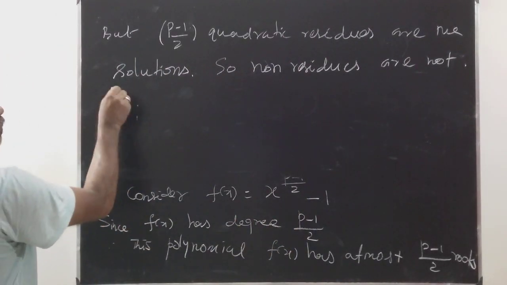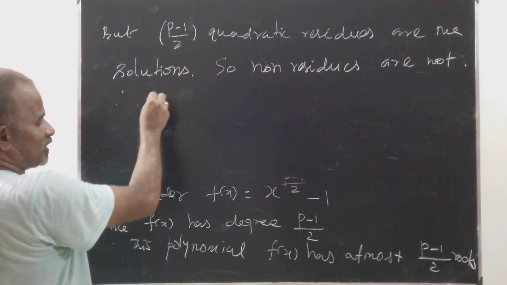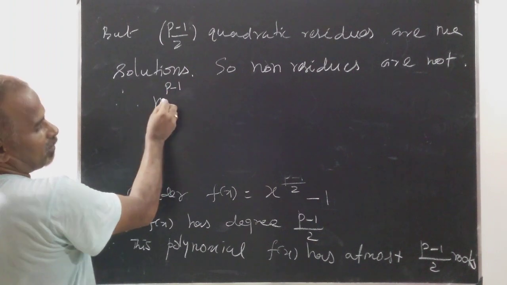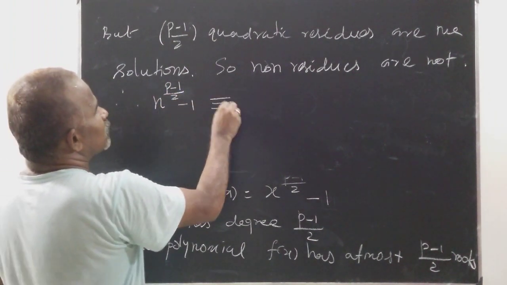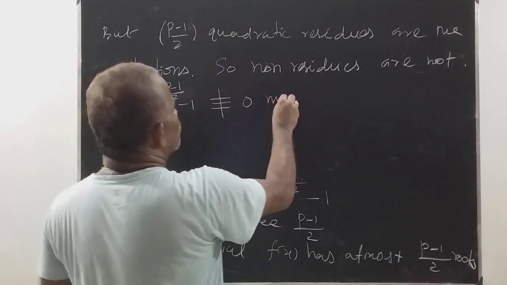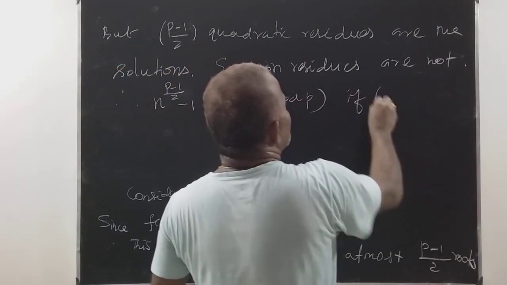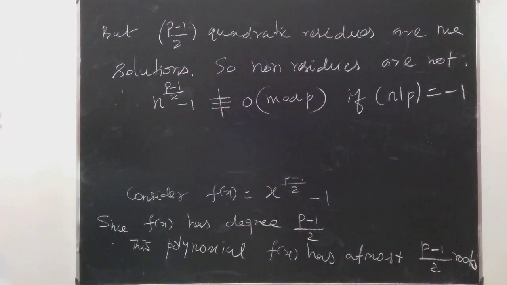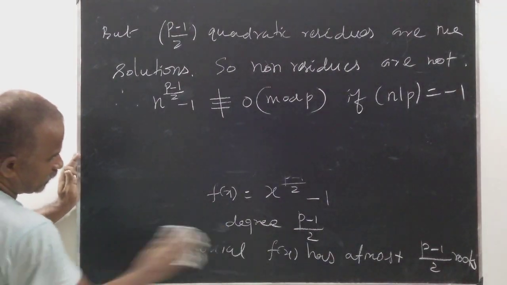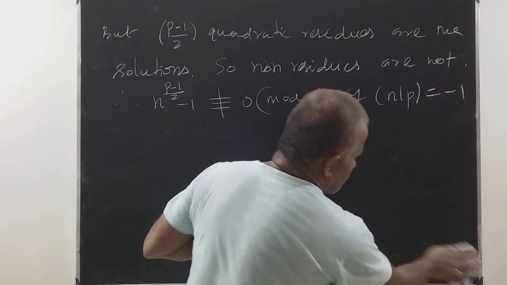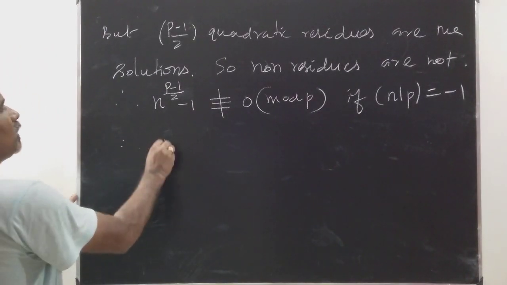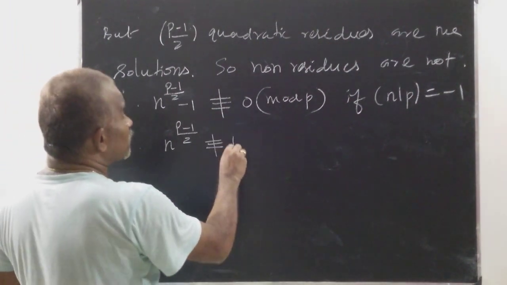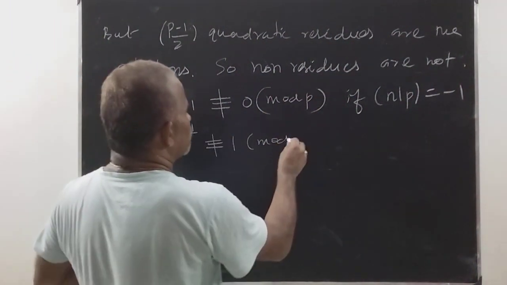Okay. So therefore I can write f(x), that is n^((p-1)/2) minus 1, is not congruent to 0 mod p if (n/p) is equal to minus 1. Understood? So therefore n^((p-1)/2) is not congruent to plus 1 mod p.